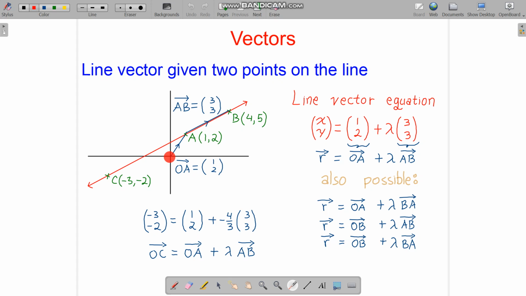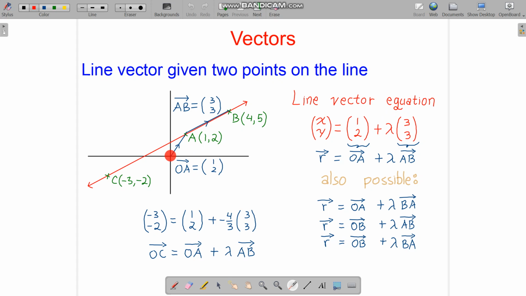the origin is O, (0, 0). So the vector OA, or the position vector OA, is from the origin to A, from (0, 0) to (1, 2). So it's basically (1, 2). And if you want to find the line vector equation, you can use the OA.